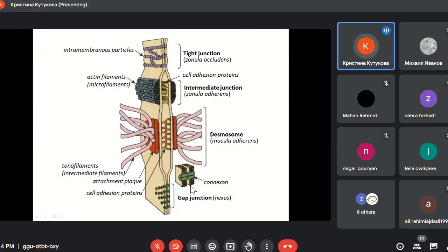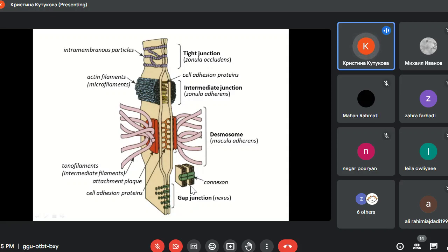Here the same: tight junction, intermediate junction or zonula adherens, desmosome, and gap junction. And you can see here the major general structure of them. So tight junction is composed of specific proteins which pin one membrane to the second one. Zonula adherens is composed of the attachment plaque and actin filaments and the cell adhesion proteins between the membranes of the cells.